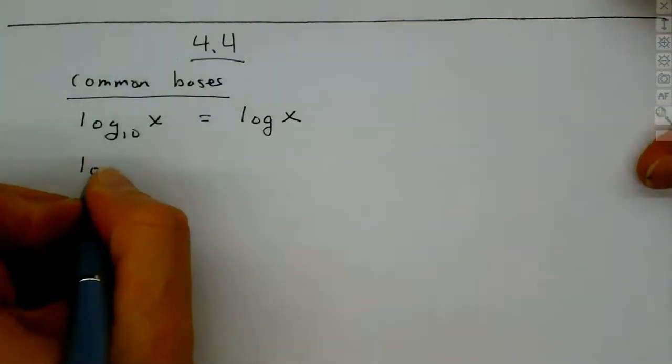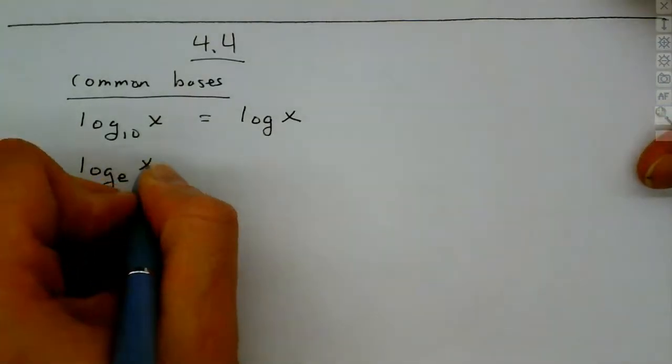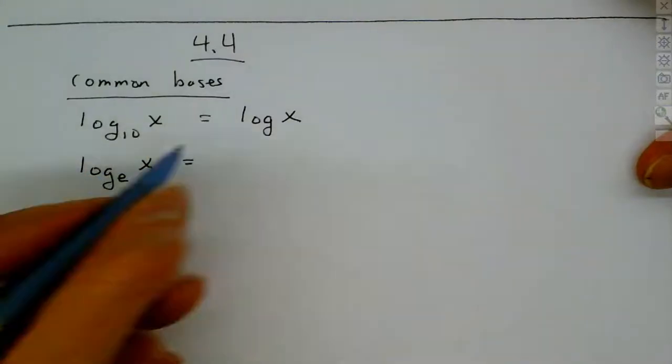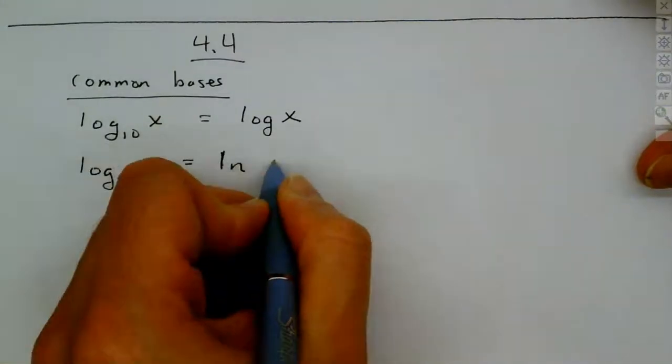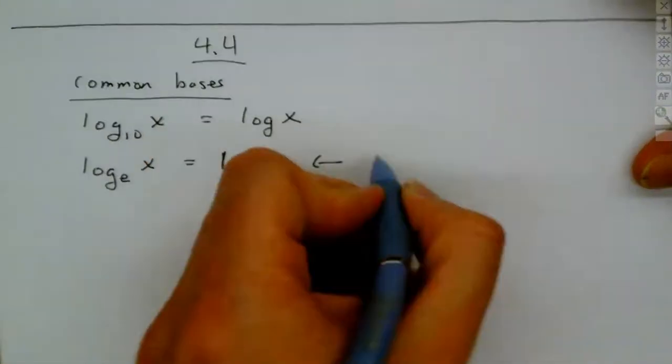Another one is log base e of x. And log base e of x is ln of x. And this is the natural log.